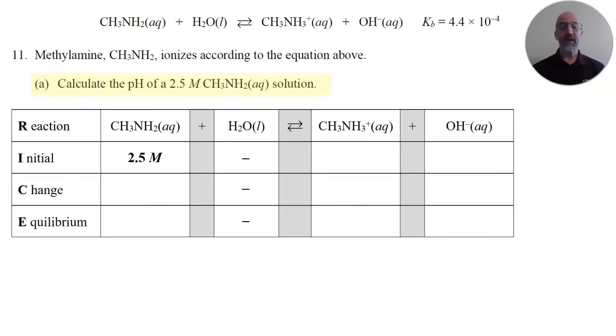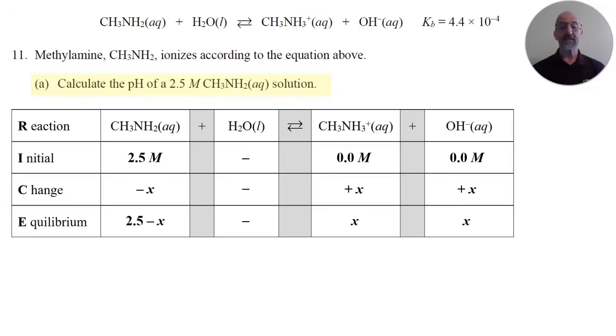And we will assume that this reaction has not yet occurred, so the initial concentrations of the methylammonium ion and the hydroxide ion would be 0 at this point. The change would be in terms of X, so minus X for the methylamine change in concentration, and then plus X and plus X for the two products. At equilibrium, the concentration of the methylamine would be 2.5 minus X, and the concentrations of the hydroxide ion and the methylammonium ion are X and X.